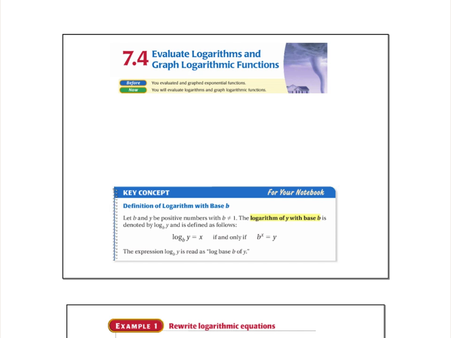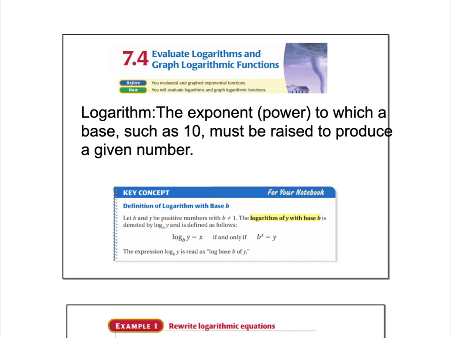As a little aside, just because it's interesting, the word logarithm comes from the Greek, and logos means ratio, and arithmos means number. So do with that whatever you want. The definition of a logarithm is an exponent, or power, to which a base number, such as 10, must be raised to produce a given number. So just for your sake, you should really think of a logarithm as just an exponent.